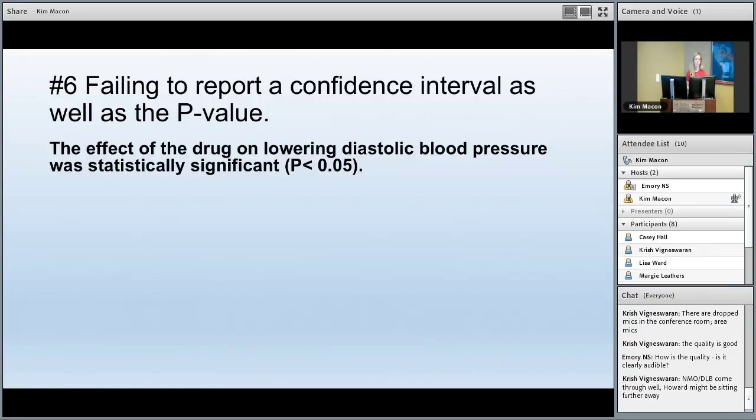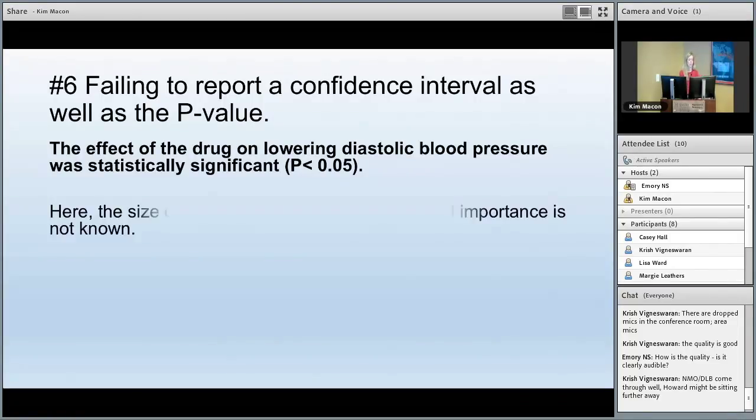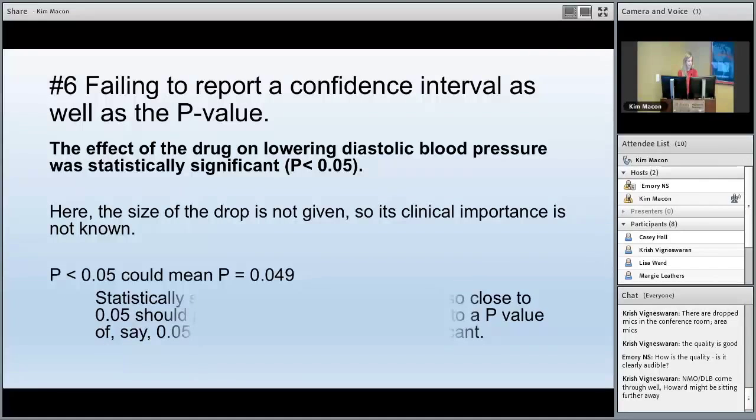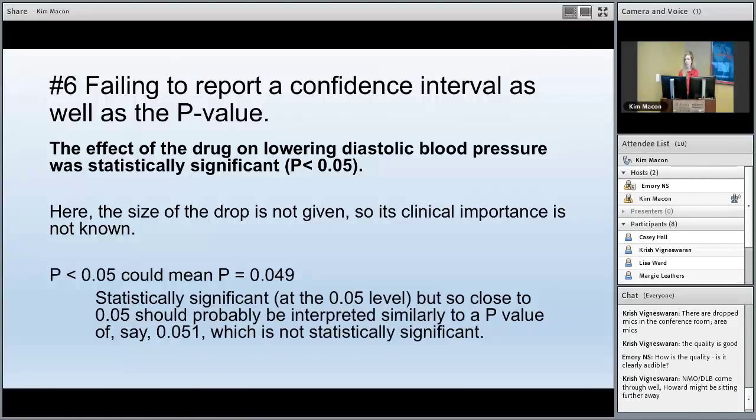Okay, let's add a little more information. The effect of the drug on lowering diastolic blood pressure was statistically significant. Here, again, we know what direction the effect is going in. It lowered diastolic blood pressure, but again, we don't know what the clinical importance is. A p less than 0.05 can mean 0.049, and I argue that a p equal to 0.049 is no different than a p equal to 0.051. So again, this is not statistically significant. This is statistically significant, but they're really not that different.